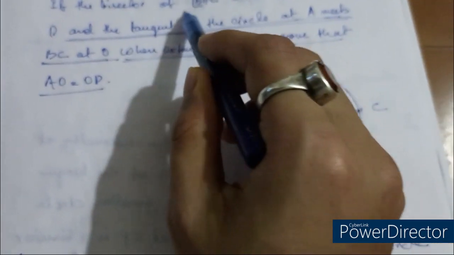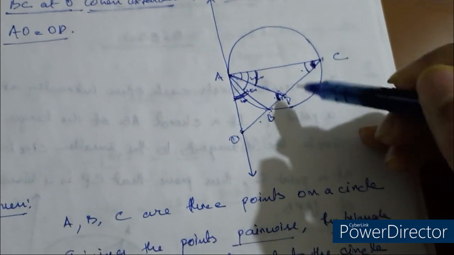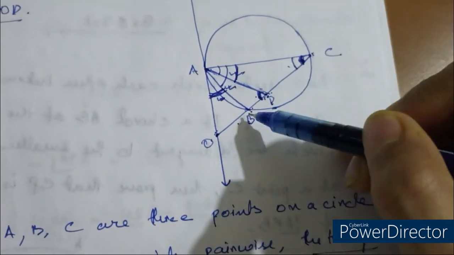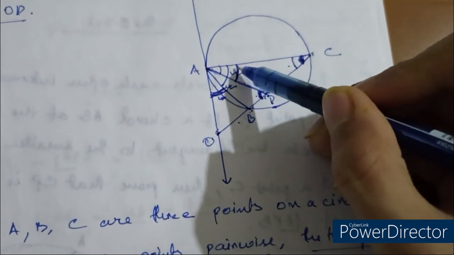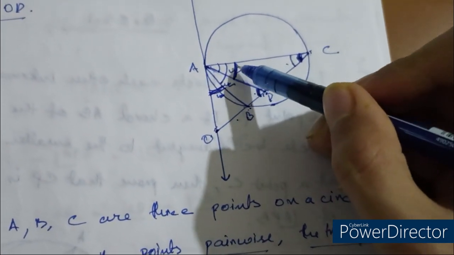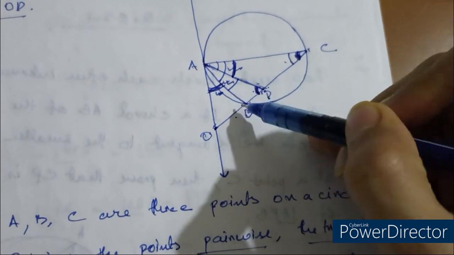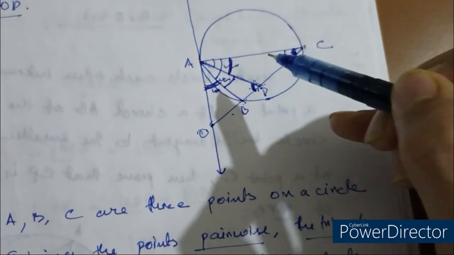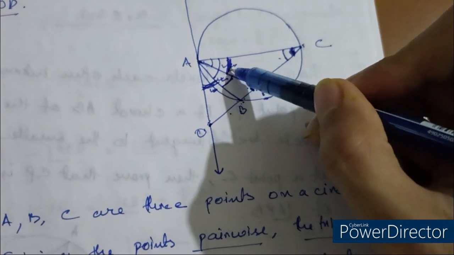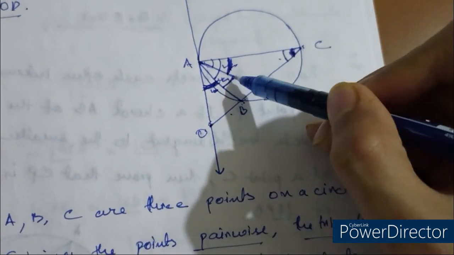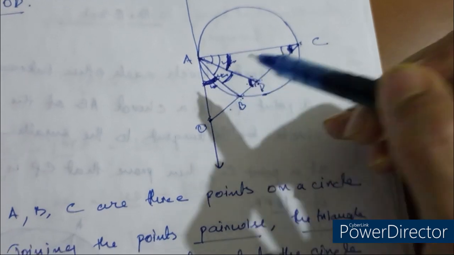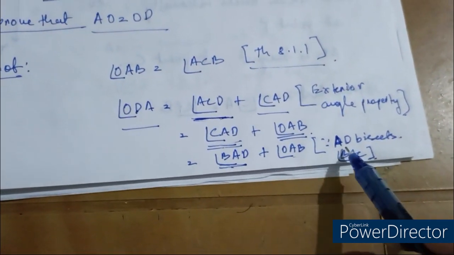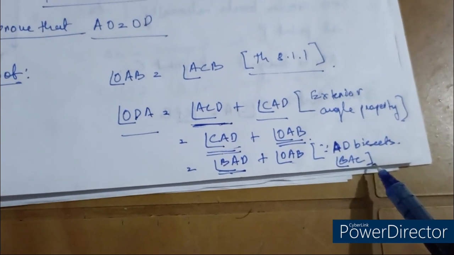See, angle BAC. AD is the bisector of angle BAC. Yes, AD is the bisector of angle BAC. So instead of writing this angle is equal to this angle, since AD bisects BAC, this angle is equal to this angle. So now instead of writing this angle plus this angle, instead of writing CAD, I can say BAD plus OAB, since AD bisects BAC.